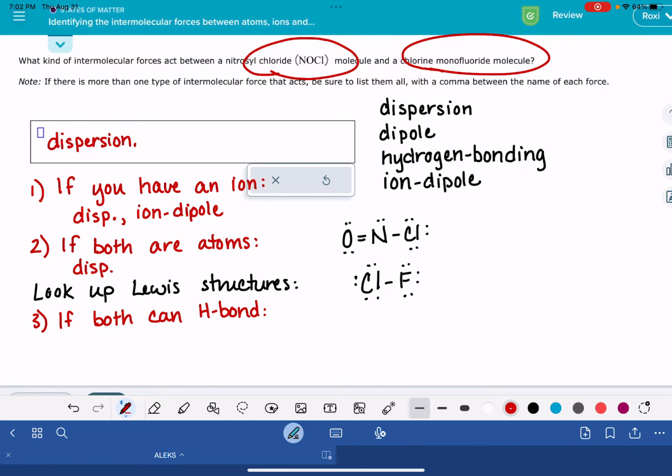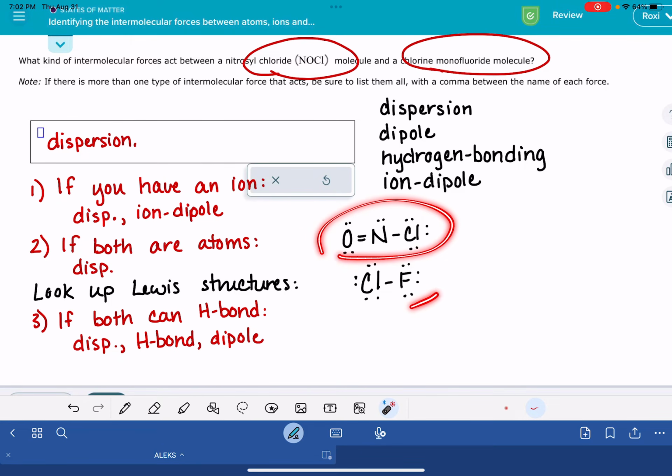then in that case, what you're going to have is, of course, dispersion, because everything has dispersion. You are also going to have hydrogen bonding. I'm going to abbreviate it, but you won't abbreviate it. And you're also going to have the dipole force. Hydrogen bonding and dipole forces go hand in hand. If you have hydrogen bonding, you always have dipole, although not the other way around. But if you have hydrogen bonding, you also have dipole.